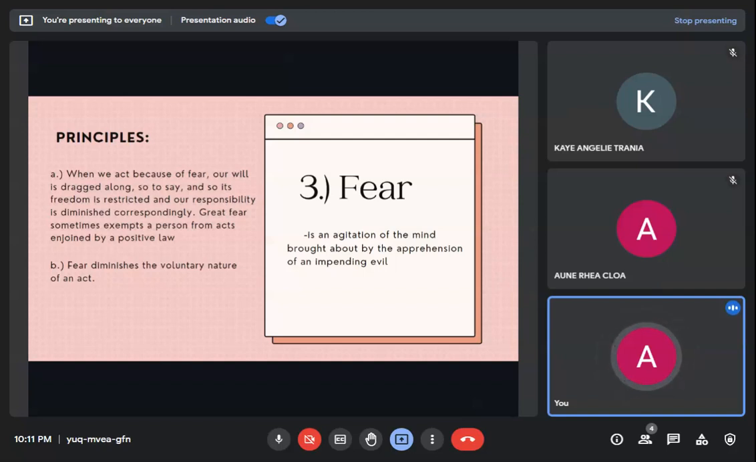When we act because of fear, our will is dragged along, so to say, and so its freedom is restricted and our responsibility is diminished correspondingly. Great fear sometimes exempts a person from acts enjoined by a positive law. Fear diminishes the voluntary nature of an act. So the principle of fear is that fear does not excuse an evil act which springs from it.